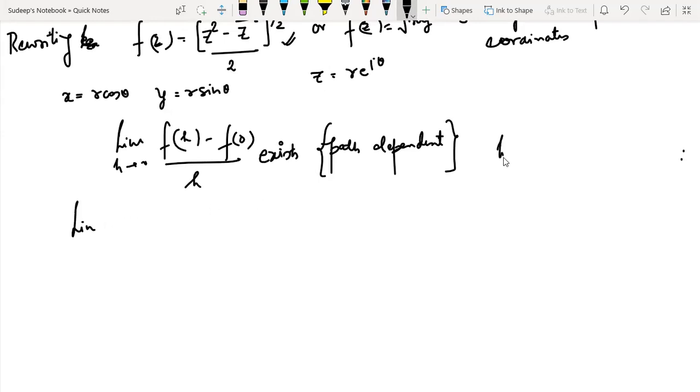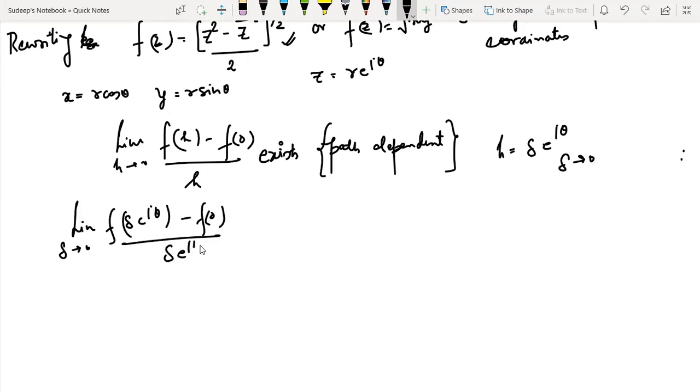So I'll write h equal to del e to the power iota theta, where del tends to 0. So limit del tends to 0 of f of del e to the power iota theta minus f of 0, divided by del e raised to power iota theta. And f of del e to the power iota theta is root over real part of h into imaginary part of h. Real part of h would be simply del cos theta, and imaginary part of h would be simply del sin theta.